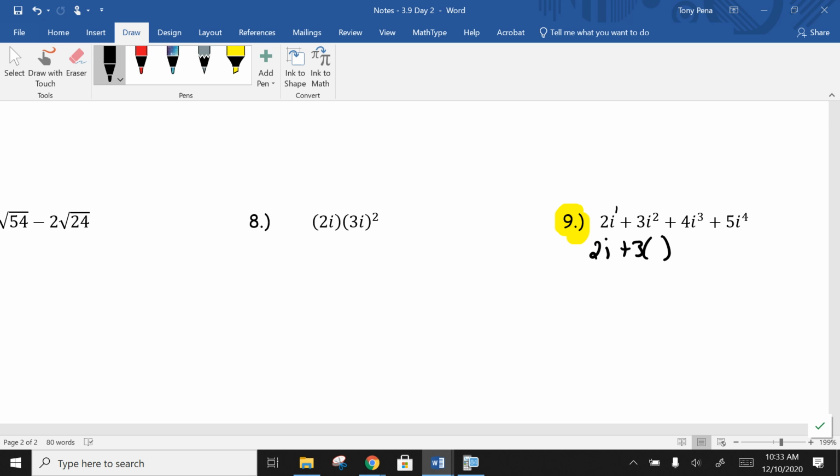But then if you remember, i squared was a -1, right? Plus, if you remember what i cubed was, that's great. If you don't, we could write it as an i squared times i. And then the same thing with that i to the fourth. If you don't remember what it was yesterday, we could write it as i squared times i squared.